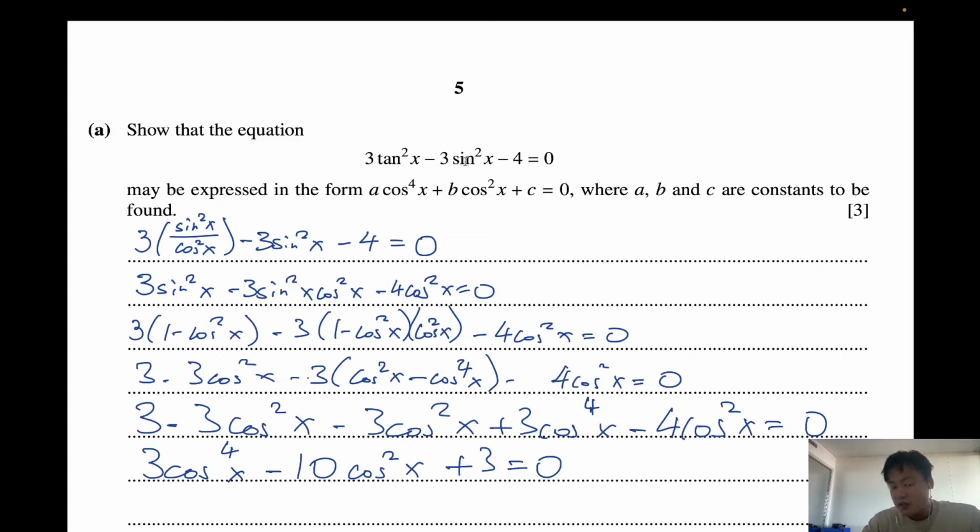If you have 3 tan squared minus 3 sine squared minus 4, see the final product? So the intuition over here is, common sense tells you if the final thing only contains cosine and what you have over here is tan and sine, you need to change the tan and sine. Agreed?